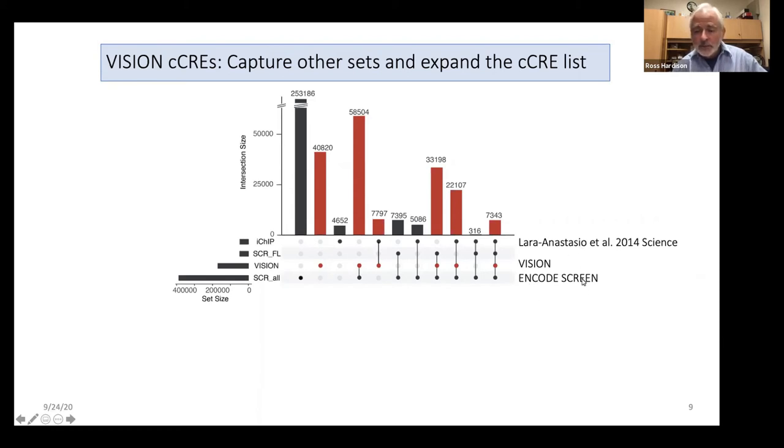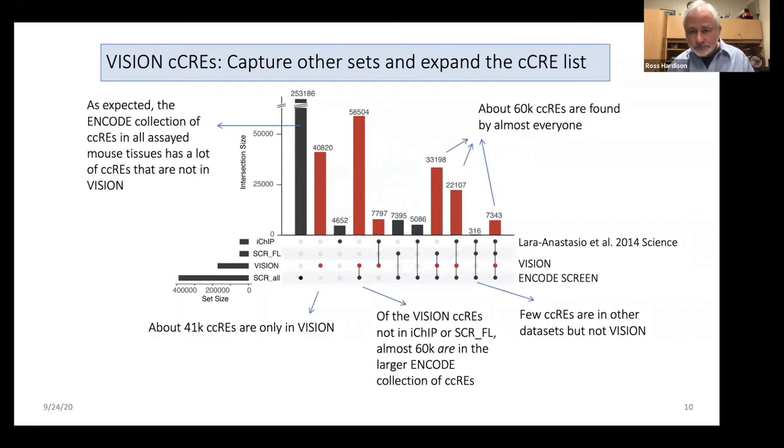And how does it compare with the larger collection of cCREs from ENCODE phase 3, which of course has many more elements because it's looking at many more cell types? And the overlaps that you can see in this UpSet plot are actually pretty supportive, I think. There are about 60,000 cCREs that are found in almost all of these collections. So you should feel these are very strongly supported.